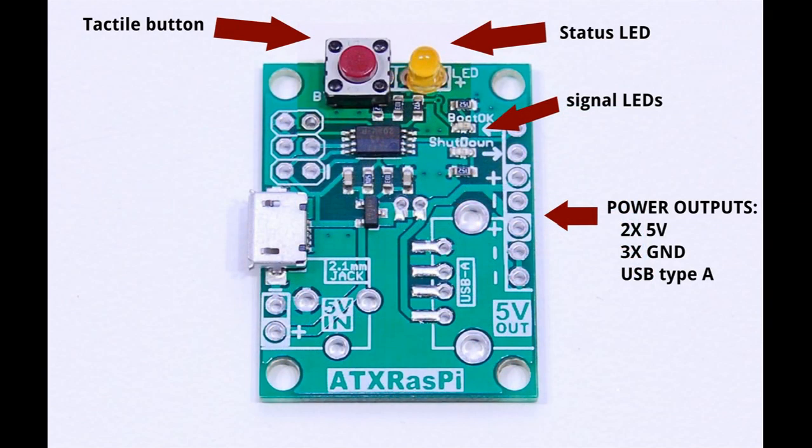Other features are onboard LEDs that help visualize the signals between ATX Raspi and Raspberry Pi. Also, you have the ability to solder a tactile button and status LED directly on the PCB. There are now two 5V outputs and three common grounds available on the output header. The dimensions and mounting holes are the same as the previous version.